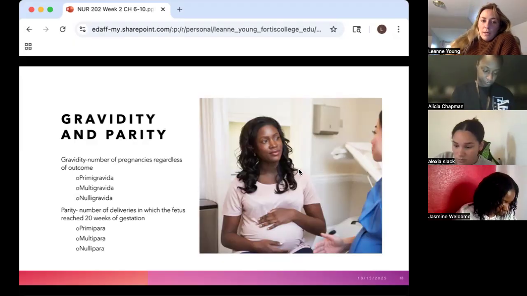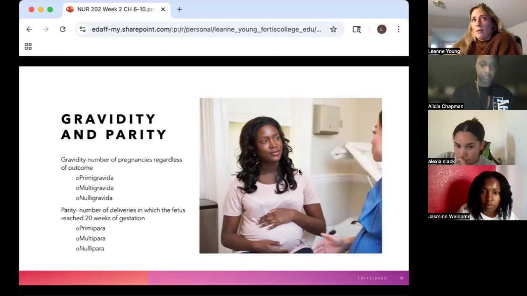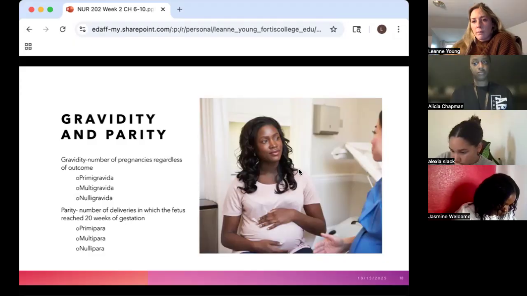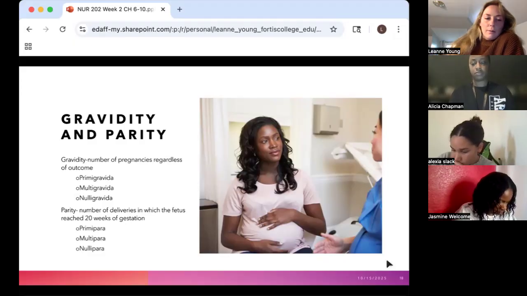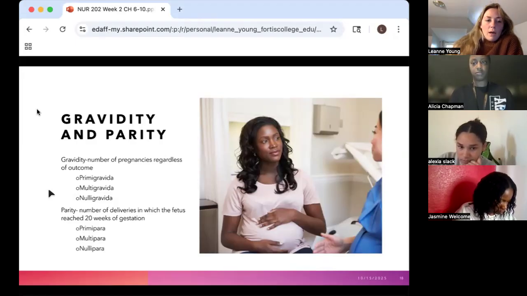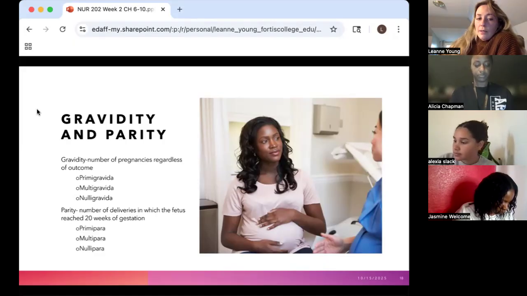We also have grand multigravidas. That's not in your textbook, it's just something I thought to add. This is usually when women have, I think, more than 6 term pregnancies, and they're referred to as grand multips in the hospital. And then your parity is the number of deliveries in which the fetus reached 20 weeks of gestation. So this is like full-term infant deliveries.